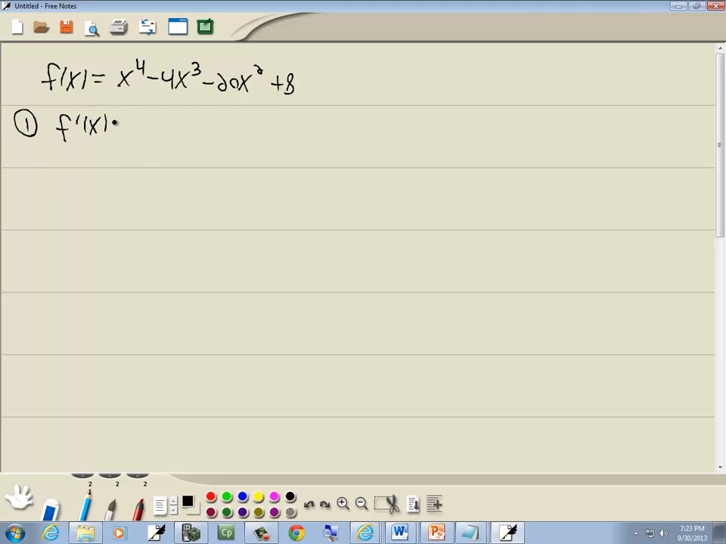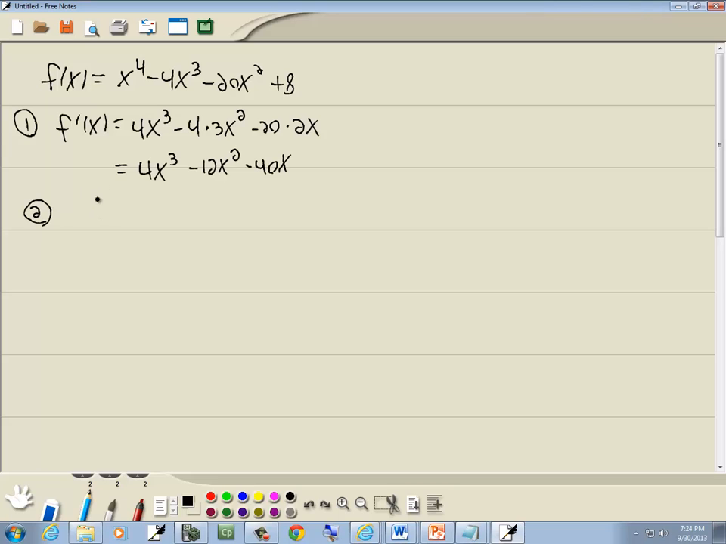Well, everything's x to a power, so just take your power, put it out in front, and lower it by 1. So x to the fourth becomes 4x to the third, minus 4, and the x to the third becomes 3x squared, minus 20, and then the x squared becomes 2x, and the 8 drops away, which gives us 4x to the third minus 12x squared minus 40x.